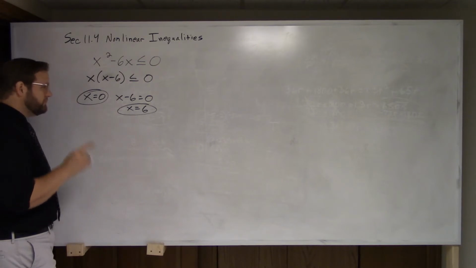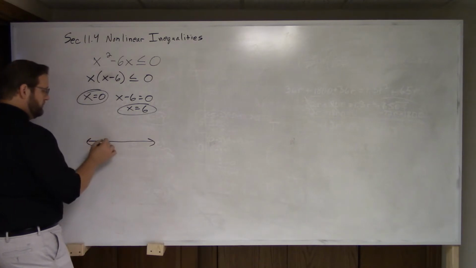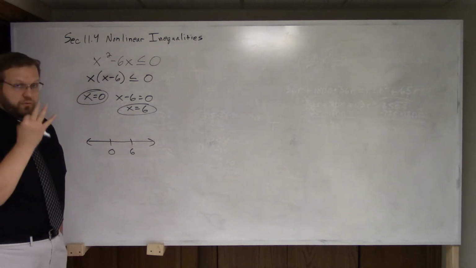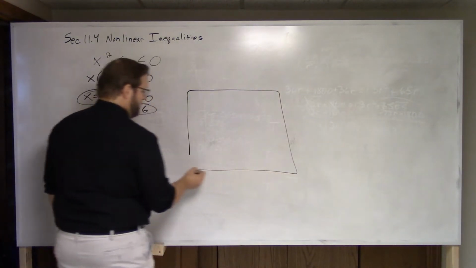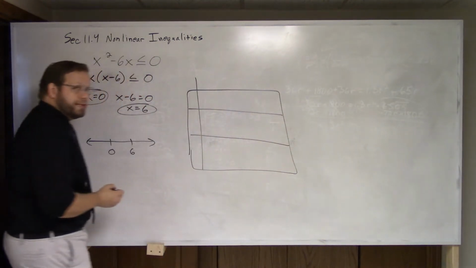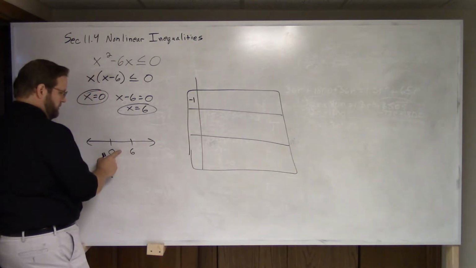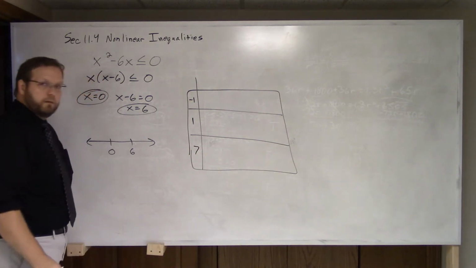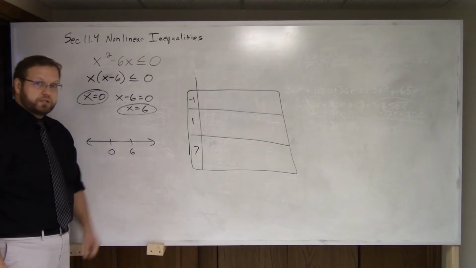Okay? Now, what I would then do is put those key values on the number line, and same as last time, I have 3 regions that I need to check. So I'm going to create a table, and pick 3 test points. I'm going to go with, let's say, negative 1, then 1, then 7. Okay? Again, pick whatever numbers you want as long as they're falling within those regions there.